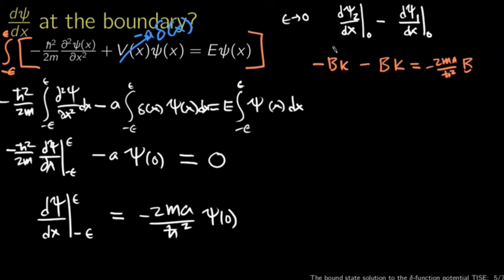So far so good. I can cancel out all of my b's. And what I'm left with, when I simplify a little bit, is minus 2k being equal to minus 2ma over h bar squared. This is the sort of condition we got when we were looking at how the boundary conditions affected the solution to the particle in a box potential, the infinite square well potential.